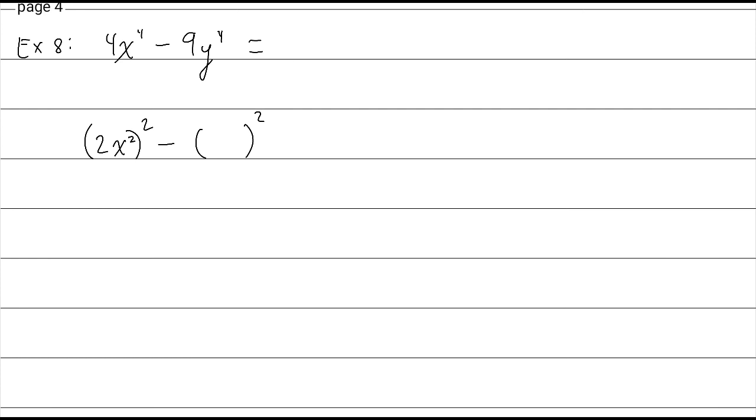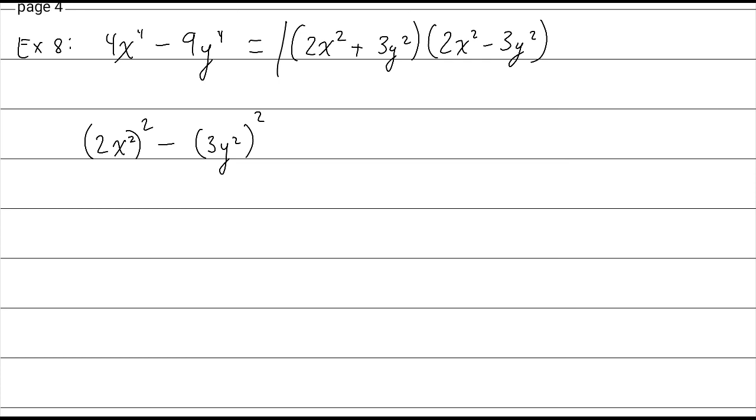because if I took this 2 and I squared that 2, I'd get 4. And remember, if you square something that already has an exponent, you just multiply the exponents together. 2 times 2 is 4, so that'd be x to the 4th. Same thing is true for the 9y to the 4th. 3 squared would give me 9. y squared would give me y to the 4th. So this factors to 2x squared plus 3y squared, 2x squared minus 3y squared. And so there we go. That would be difference of squares, and that wraps up the special factoring techniques.